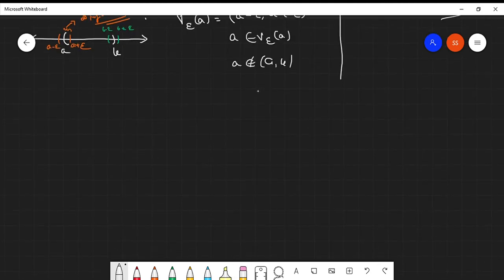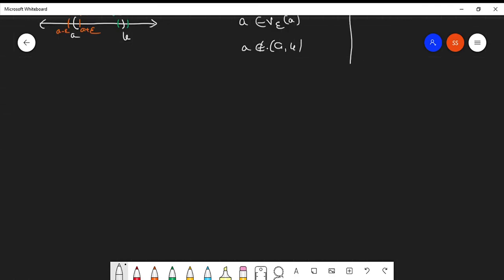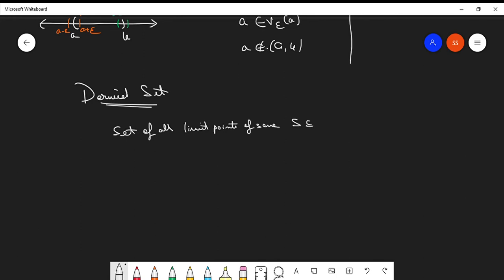So derived set is pretty easy to understand. If you have some subset of R, for example this closed interval or any open interval, any subset of R, and you find all its limit points, and you form a set of those limit points, that set becomes a derived set. So derived set basically means the set of all limit points of some subset of R.